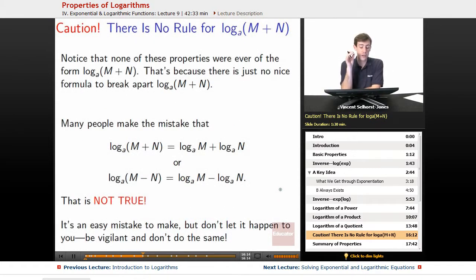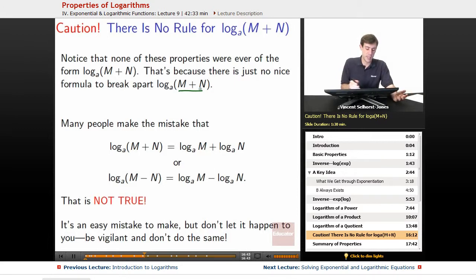Want to caution you, there's no rule for log of m plus n. Notice none of these properties were ever of the form log of m plus n inside. That's because there's just no nice formula to break apart log of m plus n. So if you've got log of a quantity, and inside that quantity it's something plus something else, there's no special rules. Sorry, there's just no easy way around it. You're going to have to work things out in a complicated way. There's no way to just break things apart or put things together anymore.